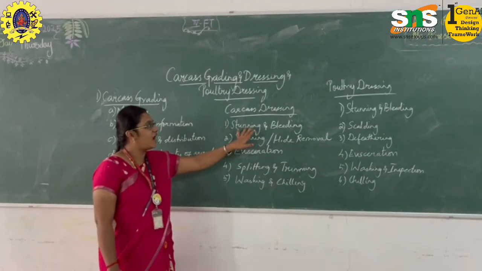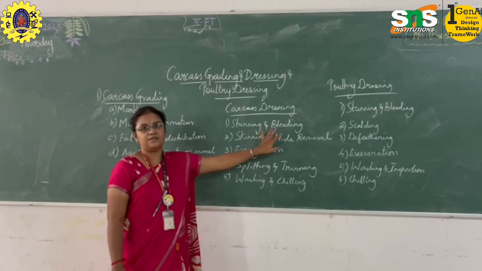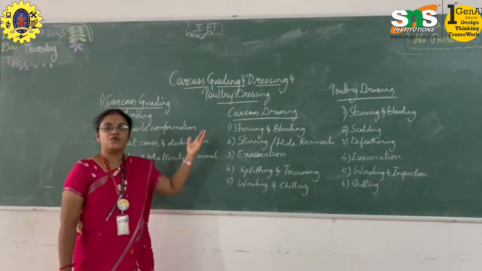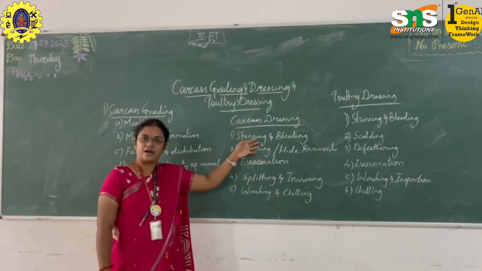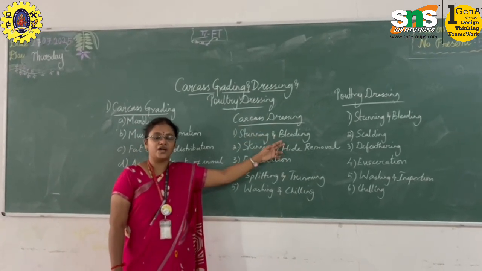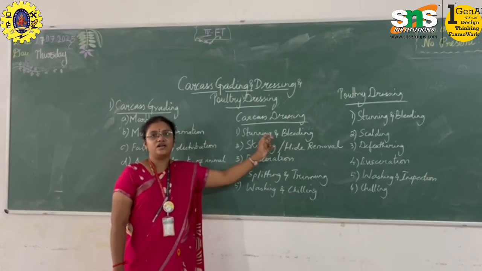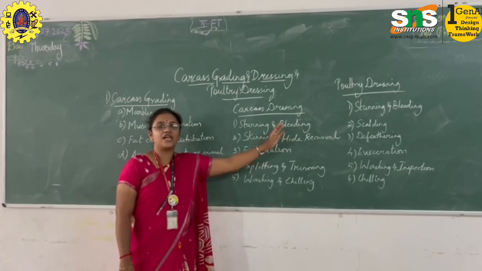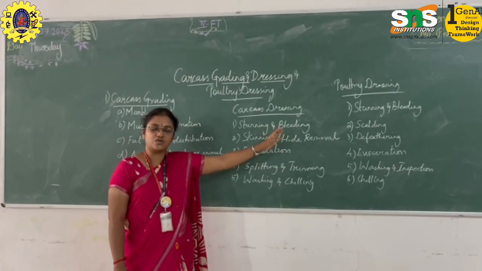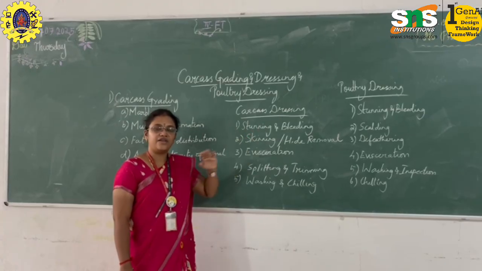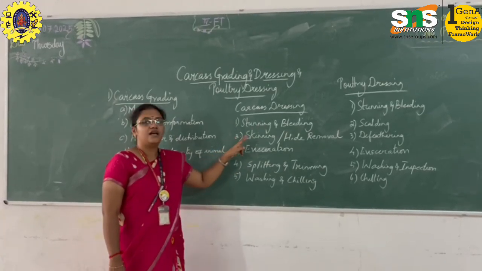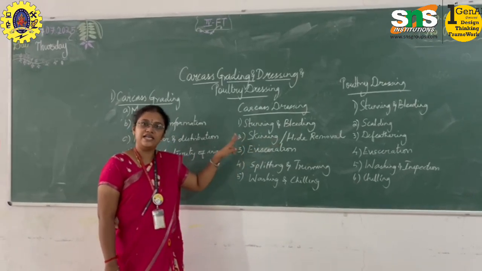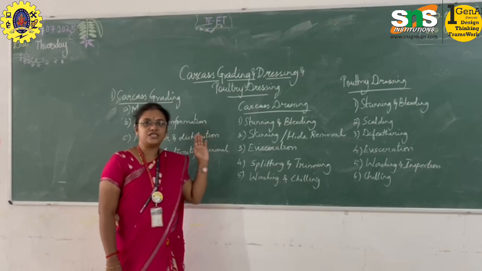The first one under dressing is the stunning and bleeding. As the term suggests, the first thing we do is make the animal unconscious, and then adopt some technique in order to kill the animal. We can adopt an electrical technique also to stun the animal, and then we have to bleed out the animal completely. Second, if it is an animal, we have to remove the hides, otherwise called de-skinning. We have to remove the outer skin of the animal.